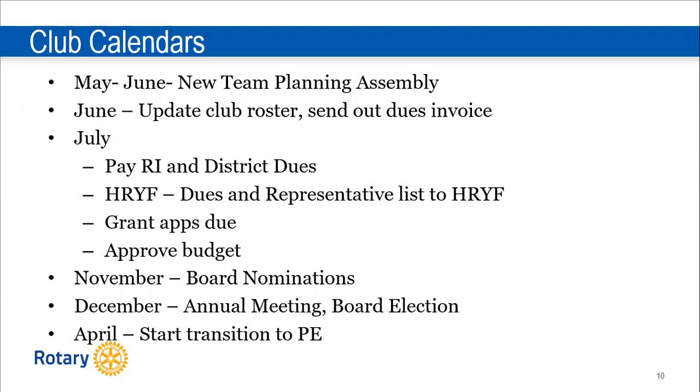Then in June, you update your club rosters, of course, because the Rotary International dues will come out as of the July 1st roster. So you might want to send out your dues invoice in June so you know if people are going to drop out or continue, and collect that money before the Rotary International dues are due. So in July, you're going to pay your Rotary dues and you're sending this to Illinois, and then you pay your district dues, which is coming to Honolulu.